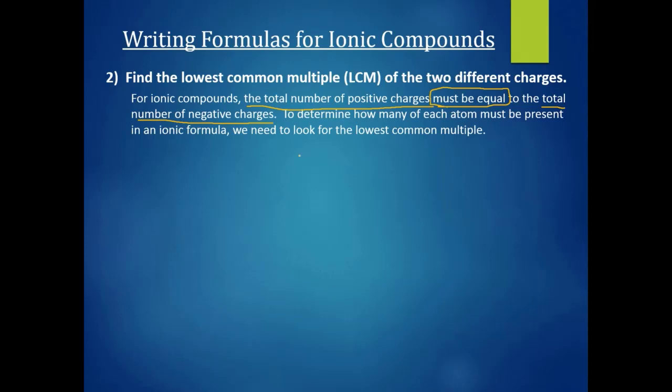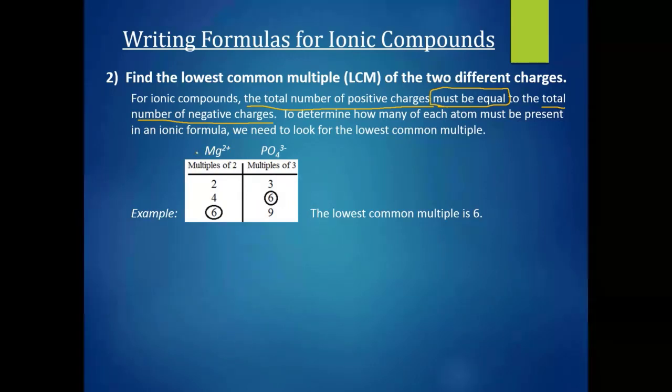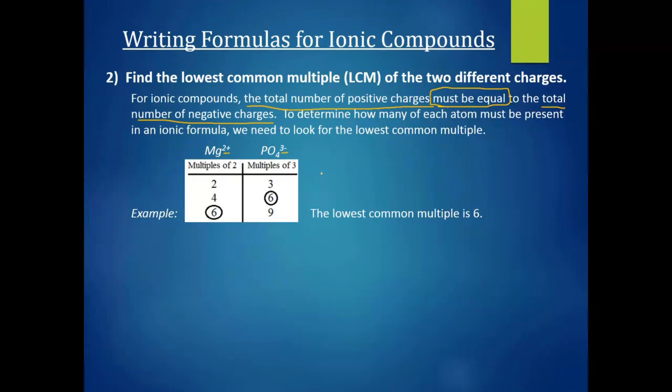So to determine how many of each atom must be present in an ionic formula, we need to look at the lowest common multiple. Let's say, for example, we have magnesium phosphate. Magnesium from the periodic table we know is a 2+ charge. Phosphate is one of those polyatomic ions we have to memorize. It has a 3- charge. So the lowest common multiple, remember multiples are like counting by that number: multiples of 2 are 2, 4, 6, 8, 10, 12, etc. Multiples of 3 would be 3, 6, 9, 12, etc. So the lowest common multiple of 2 and 3 is 6. That's the one that they both have in common.